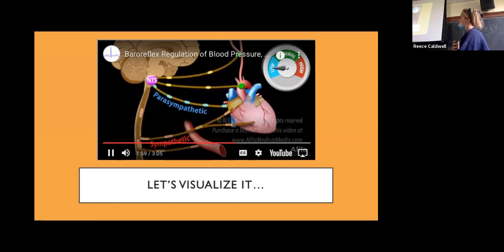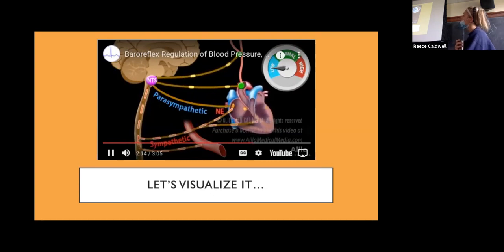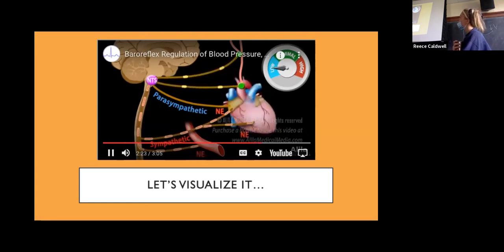Baroreceptors fire at a lower than normal rate, and the information is again transmitted to the NTS. The NTS reacts by inhibiting parasympathetic and activating sympathetic activities. The sympathetic system releases norepinephrine, which acts on the SA node to increase heart rate, on cardiac myocytes to increase stroke volume, and on smooth muscle cells of blood vessels to cause vasoconstriction. Together, these events rapidly bring up blood pressure levels back to normal.